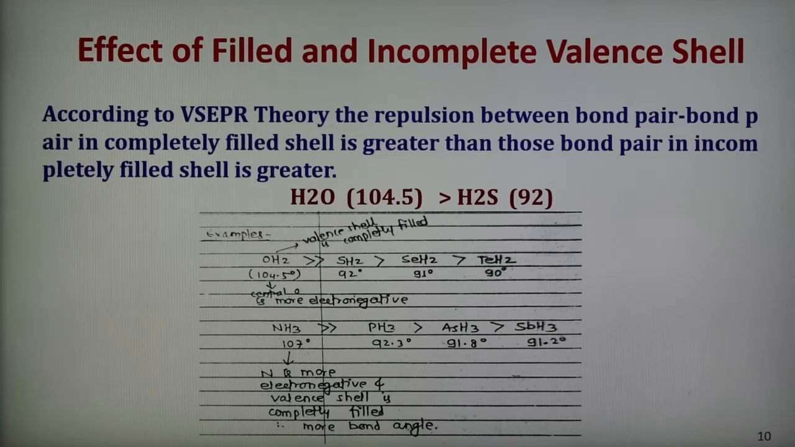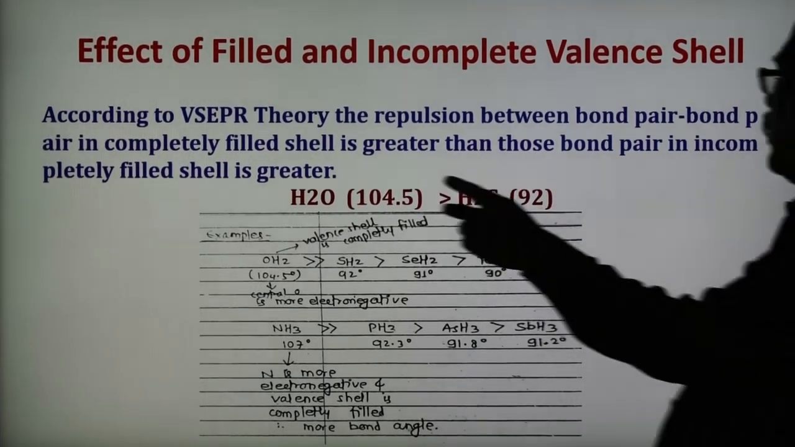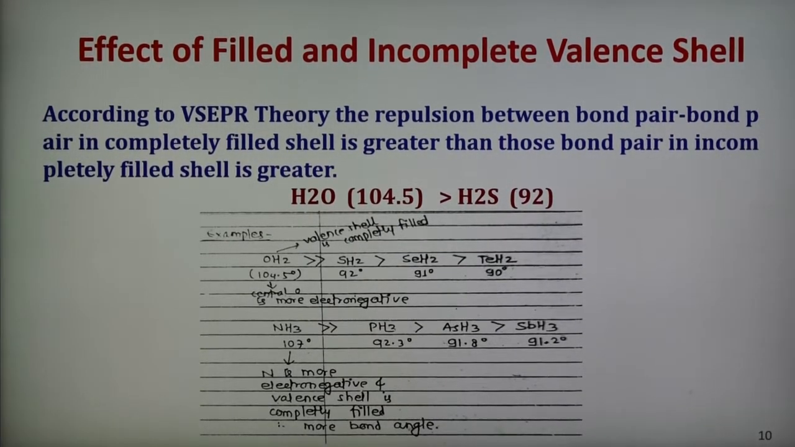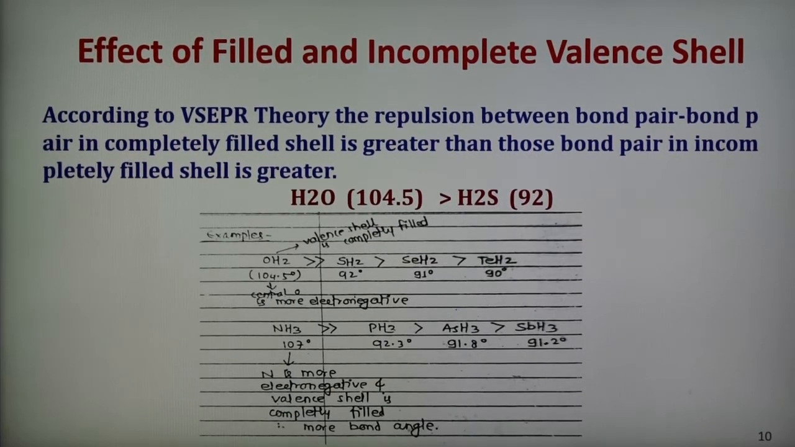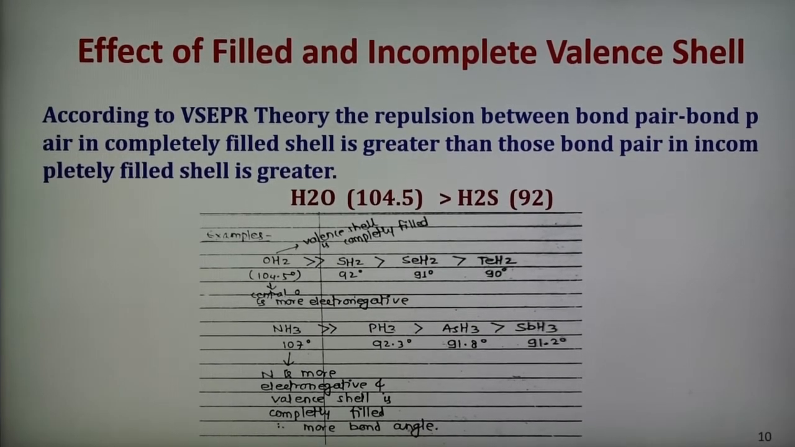And in case of H2S, sulfur has an incomplete valence shell, so due to less electron density, repulsion is less, and therefore the bond angle is 92 degrees. So this is the reason that water has 104.5 degrees and H2S has 92 degrees. So it depends upon the repulsion, depending upon whether a filled or incomplete shell is present. In case of water, there is a completely filled shell, so strong repulsion is there. In case of H2S, sulfur has an incomplete valence shell, and due to this less electron density, less repulsion is there.